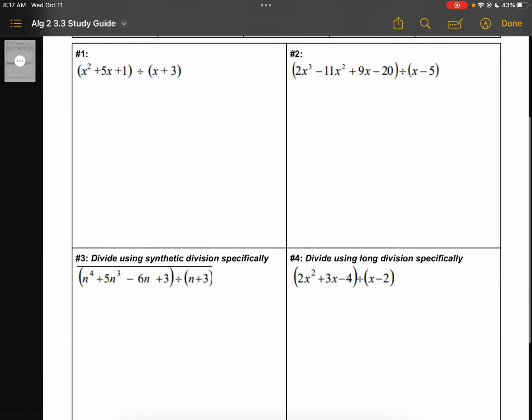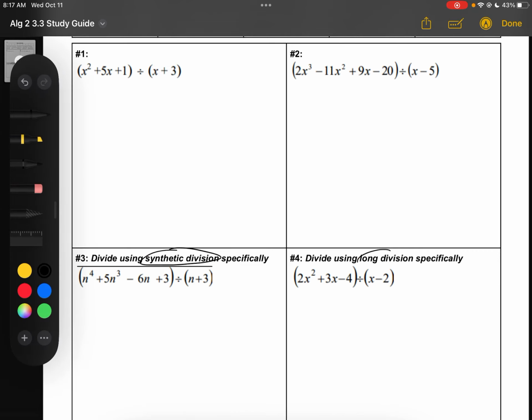All right, everybody, so we have some examples here today. The bottom two, you're going to notice they tell you exactly what to do, so you have to use synthetic, you have to use long division. For the top ones, you do have a choice, so depending on which one you prefer, you can do either. Because I know that synthetic is new for a lot of us, I'm going to do extra synthetic examples, so I'm going to do 1 and 2 that way. And then we'll have the final opportunity, number 4, to practice some long division.